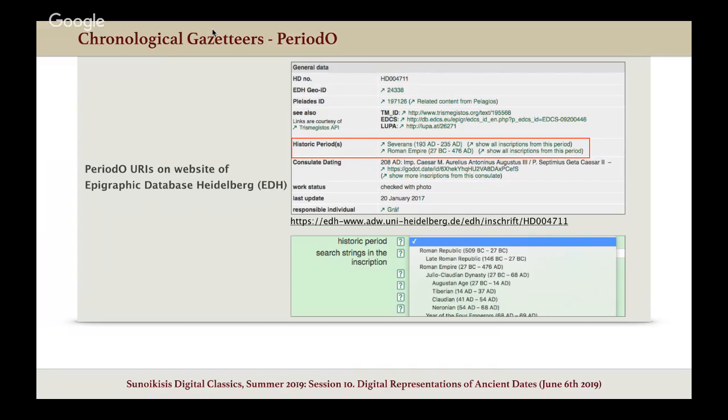So you can search and browse for these periods on the EDH website, and inscriptions can be grouped by their temporal footprint via these Periodo URIs. Just by clicking the link, show all inscriptions from this period. So you can see that you can use these Periodo URIs not only in epidoc files for referencing periods, but also in any database system like the EDH.